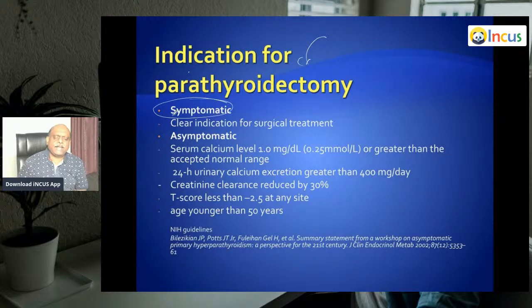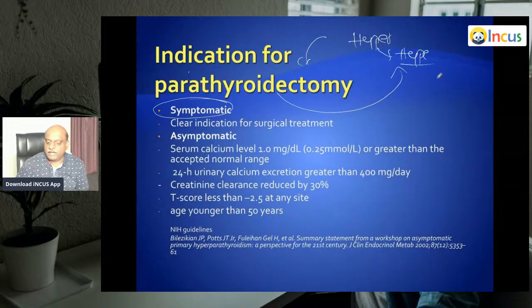Now comes, what are the indications for parathyroidectomy? Any symptomatic patient with hyperparathyroidism. Always parathyroidectomy, as hyperparathyroidism is associated with hypercalcemia. So hypercalcemia leads to all types of problems, including polyuria, etc., etc.